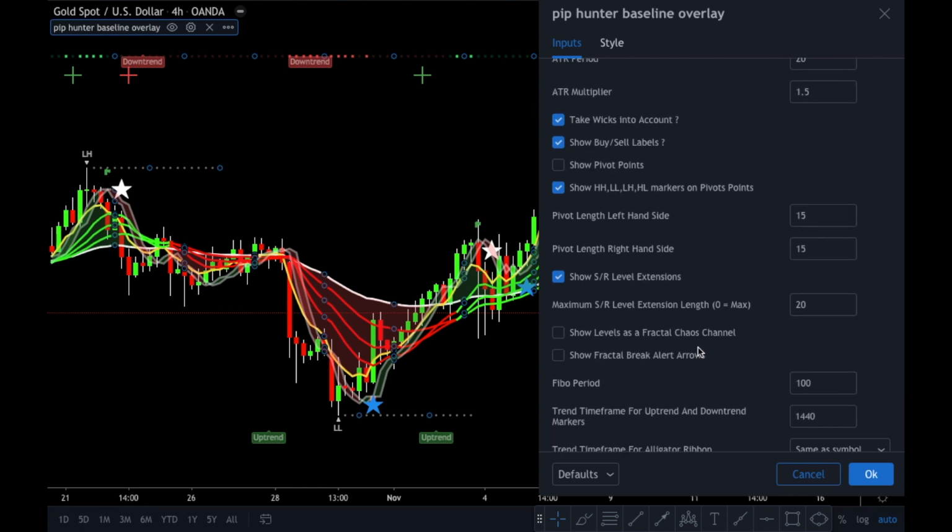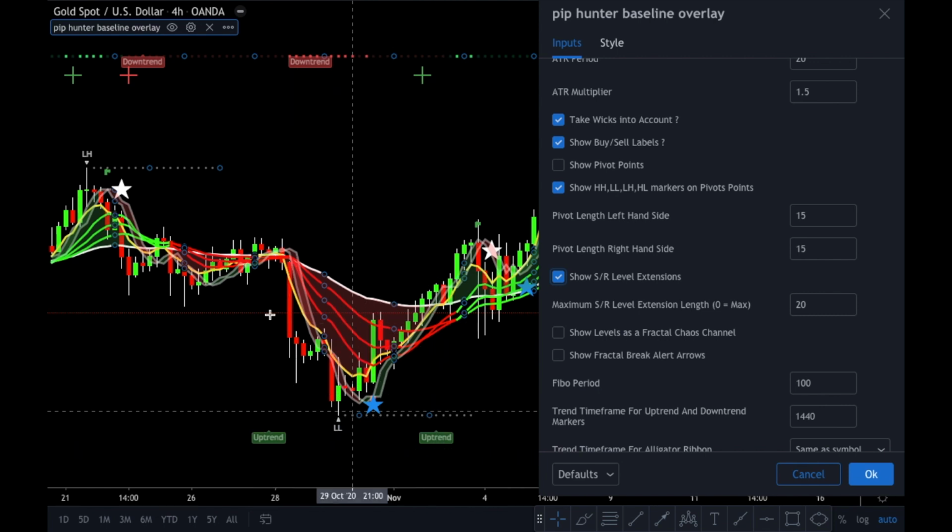So we'll just leave that on 15.15. You can also show the support and resistance level extension. So this tells you a lower high had formed here. Not until it breaks this area, basically, are we going into an uptrend. And here, not until we break this area, once this had clicked into place, are we going into a downtrend.